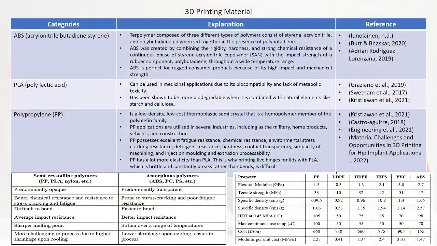The second one is the 3D printing material. For the 3D printing material, we only focus on three types of polymer material: the first one is ABS, then PLA, and the last one is PP, polypropylene. This slide also concludes the material properties and the characteristics of these materials.